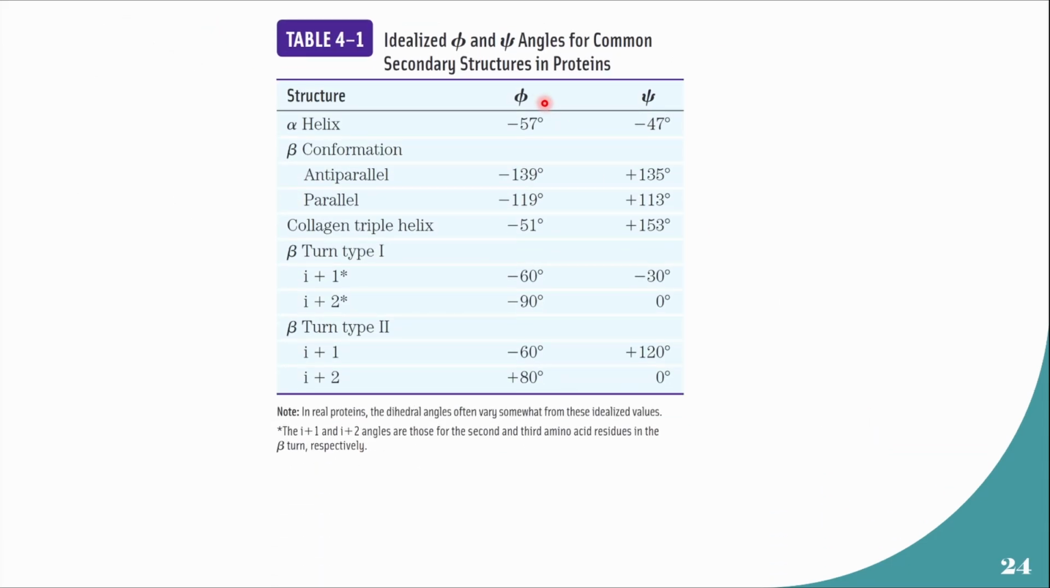And again, here the same is represented: idealized phi and psi values. Obviously, it is not the exact point as the idealized values; that does not always happen. There will be a range, obviously, but you can refer to this table for the ideal values of phi and psi for different secondary structures.